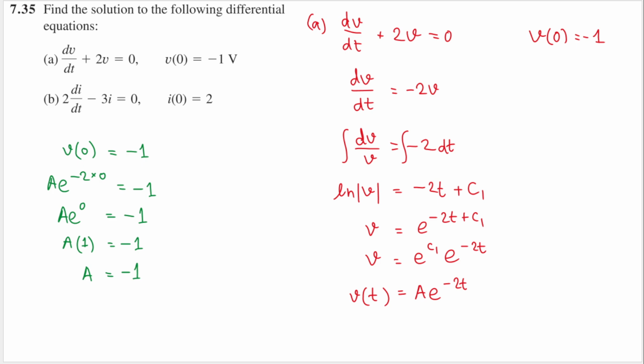Okay, and now we can substitute this A into this equation here. So we will have v(t) is equal to minus 1, or I just write it as minus e to the minus 2t. And that is the answer for this problem, question A. Okay, now let's move on to question B, but first I want to clean up the slide.